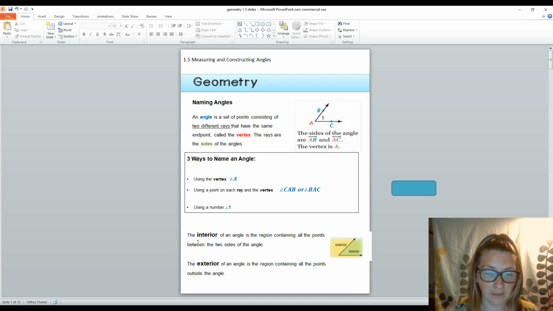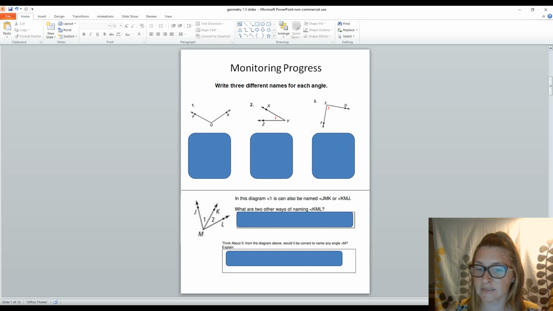So now the next one says the interior of an angle is the region containing all the points between the two sides of the angle. And we also have the exterior of an angle, which is the region containing all the points outside the angle. So here's my diagram. You can see in the green, here are my interior points. So that falls everything in between the two rays, and anything outside of that is going to fall in the exterior.